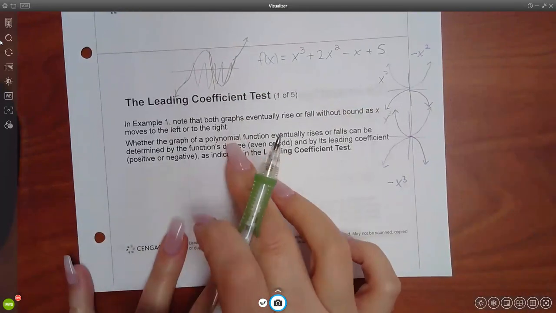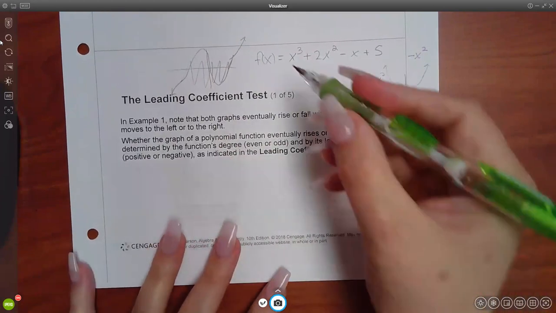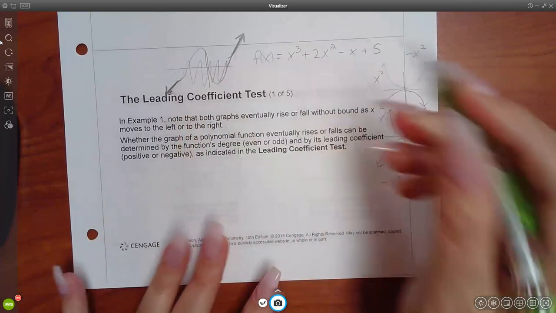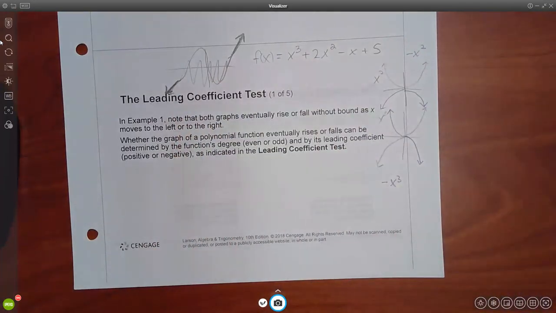All that this leading coefficient test is gonna tell me is what's gonna happen on the ends, all the way far left and all the way far right, okay? We'll figure out what happens in the center as we keep going through the section, okay? Actually, through the whole chapter, we're gonna learn how to figure out what's happening in the middle, okay? But baby steps, let's just figure out what's happening on the ends first, right?